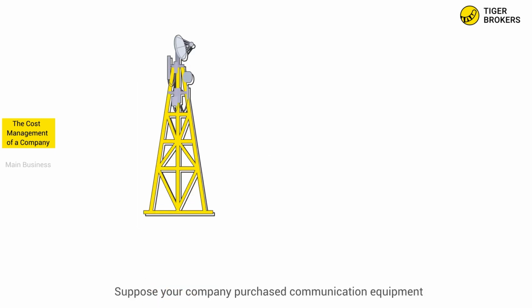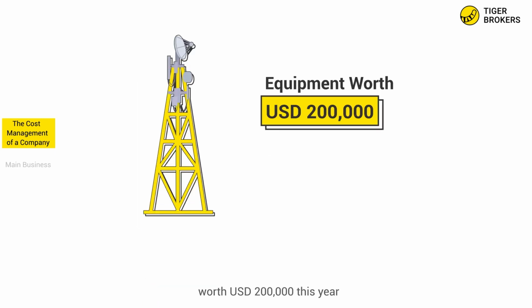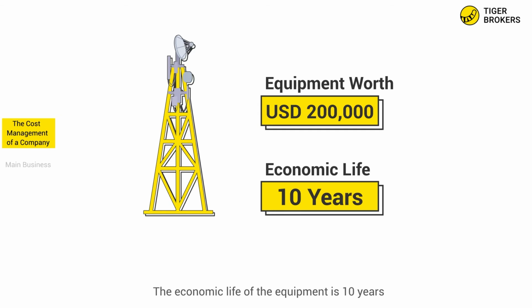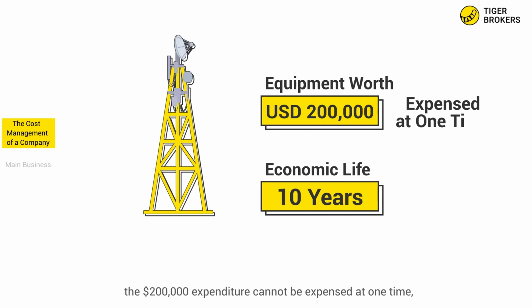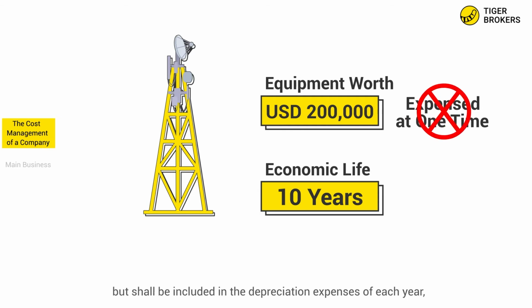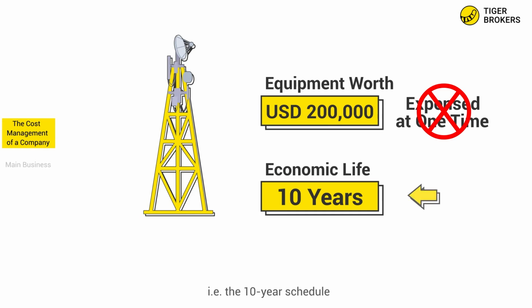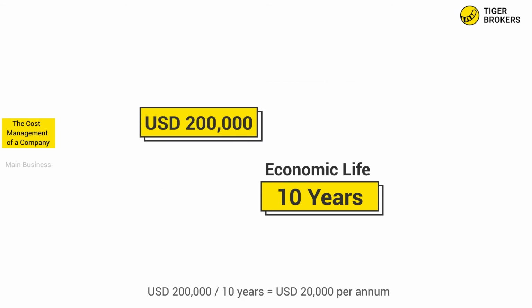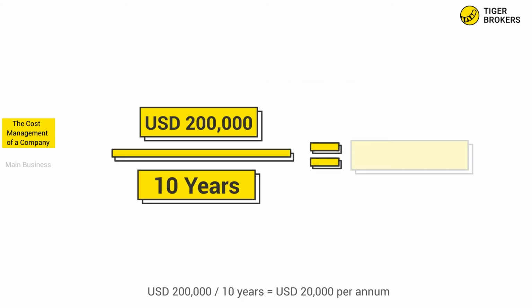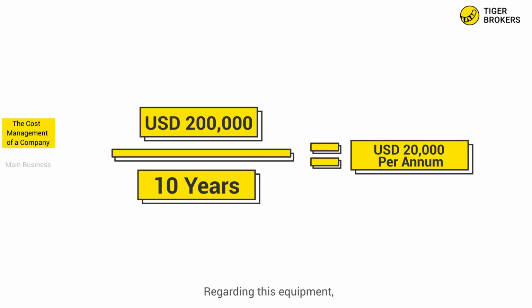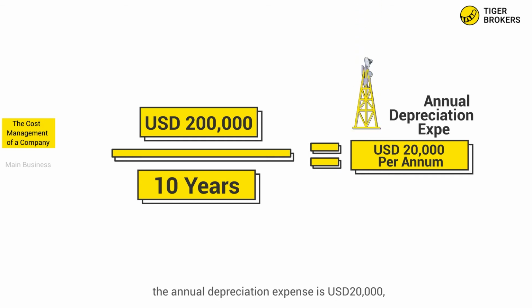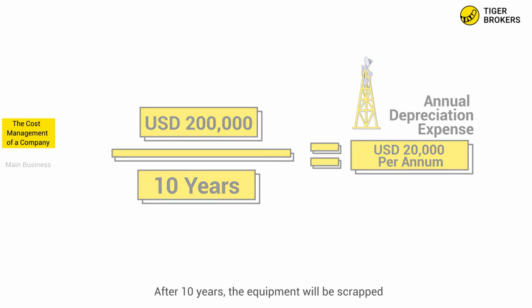Suppose your company purchased communication equipment worth $2 million this year. The economic life of the equipment is 10 years. According to the regulations of the US IRS, the $2 million expenditure cannot be expensed at one time, but shall be included in the depreciation expenses of each year. For example, the 10-year schedule. In other words, the annual depreciation expense is $2 million divided by 10 years, which equals $200,000 per annum. Regarding this equipment, the annual depreciation expense is $200,000, which is amortized year by year. After 10 years, the equipment will be scrapped.